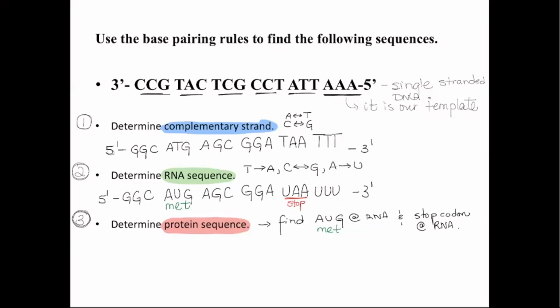Excellent job, only 3. Methionine, which we already determined is the first one, because we found the AUG. And then this amino acid, this amino acid. So where do I find the amino acids that are encoded by AGC?